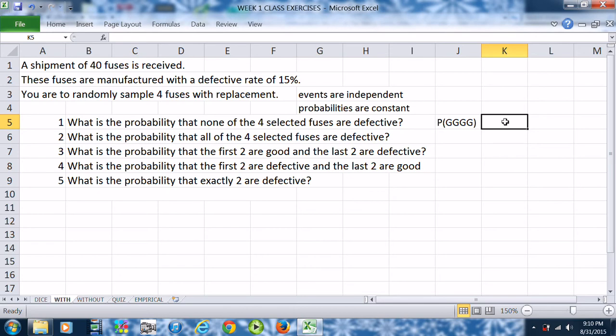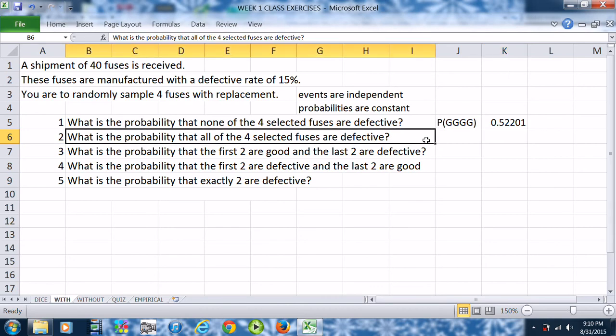So the probability the first one is good is 85%. That's 0.85. Now the probability the second one is good is also 0.85. And the third and the fourth, those probabilities are also 0.85. So we're going to have 0.85 times 0.85 times 0.85 times 0.85, or more simply 0.85 raised to the fourth power, since this probability will be multiplied by itself 4 times. So the probability that none of the fuses are defective or that they are all good is 0.522.